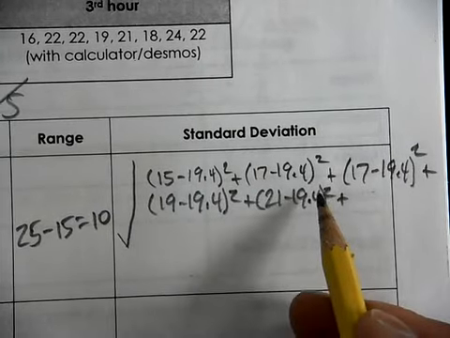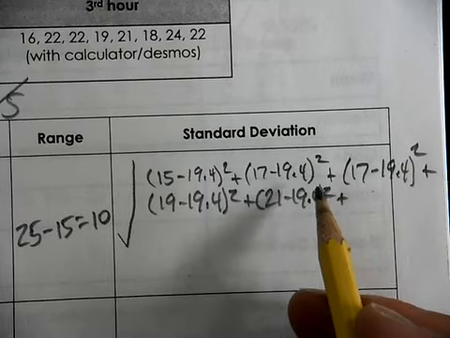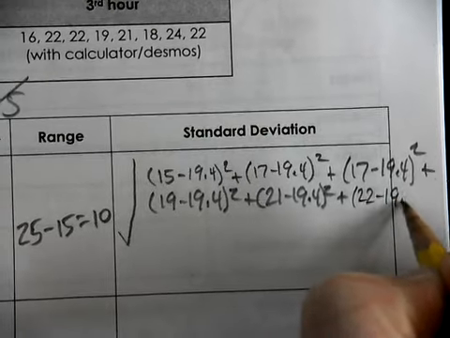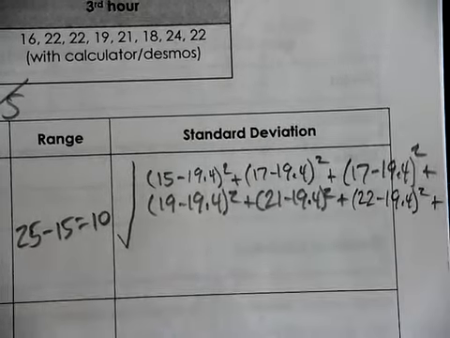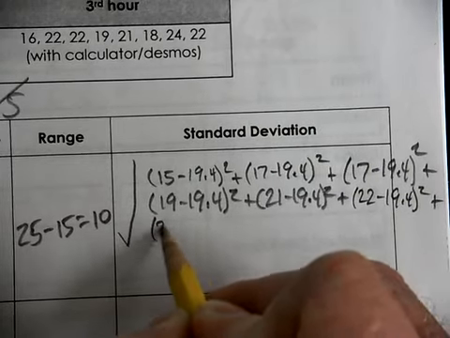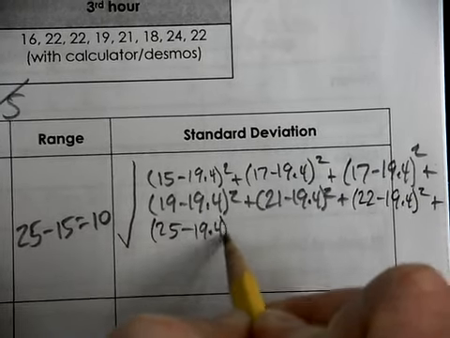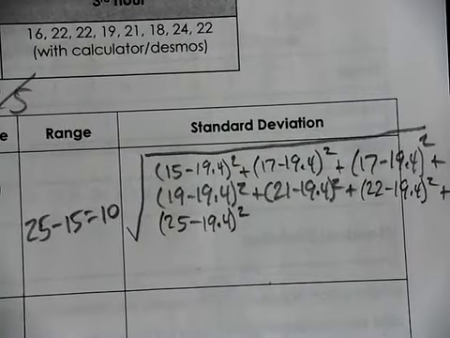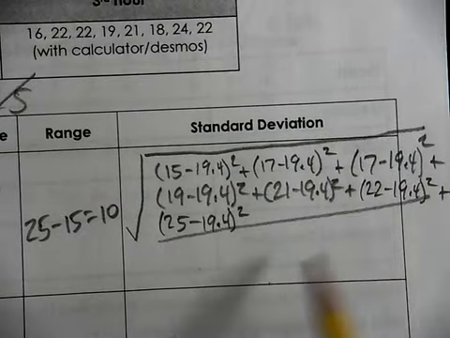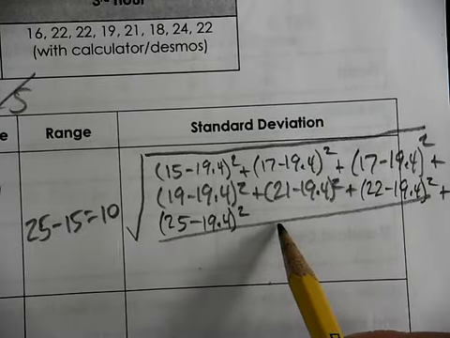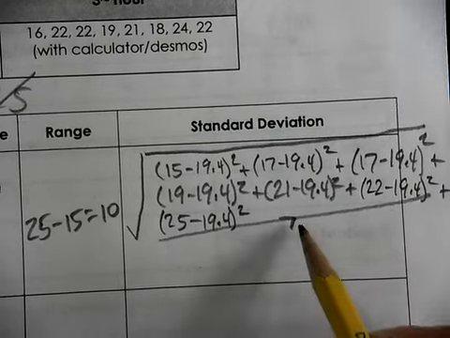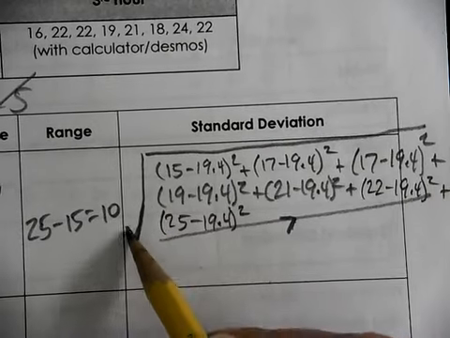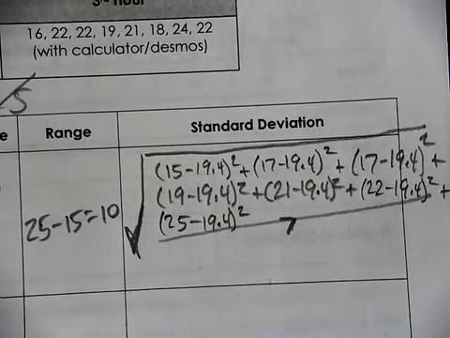You got to be sure to have the parentheses. You need to be sure to have the square. 22 minus 19.4. And then we finish up with 25 minus 19.4. Then we're going to divide all of those by the number of terms. And there were 7 terms. That is all underneath the square root. Everything is under the square root.